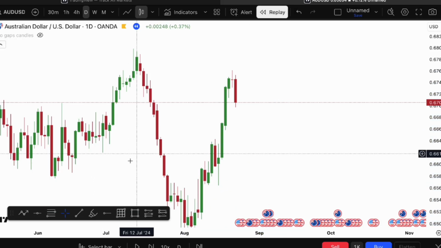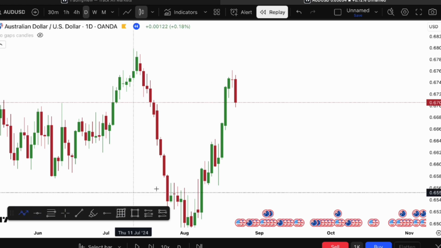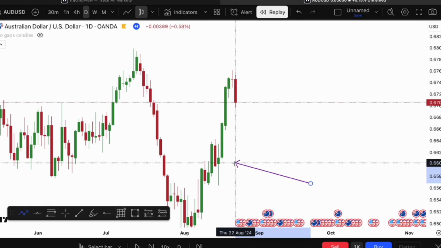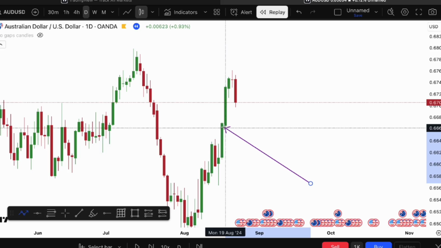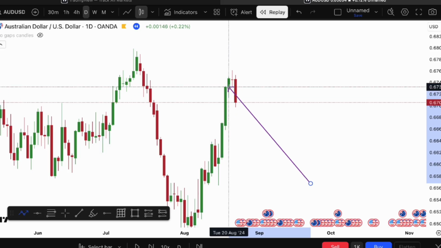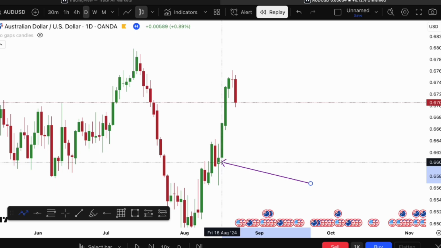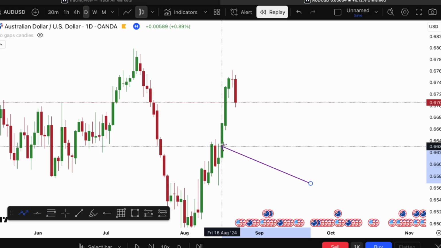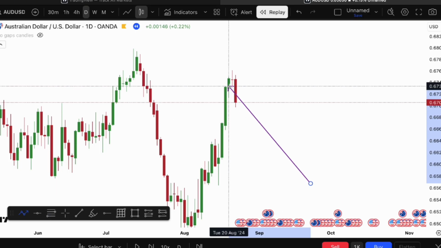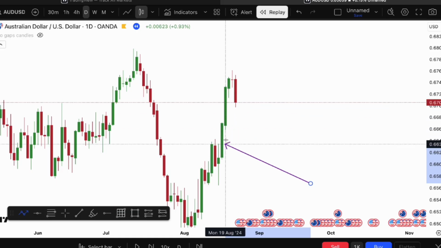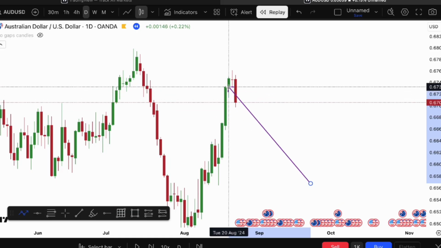Second, we want to identify if we have a correct impulse. So this is going to be our impulse. You can see it is all one color. Remember the rule: the impulse needs to be all one color. This impulse is all one color.